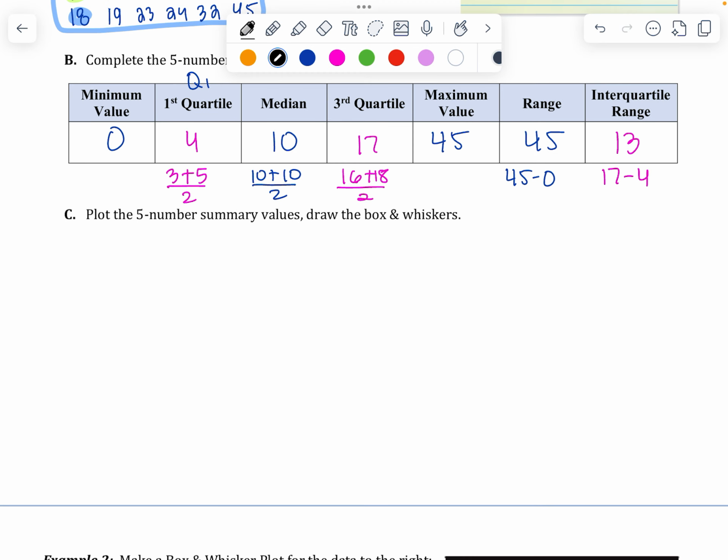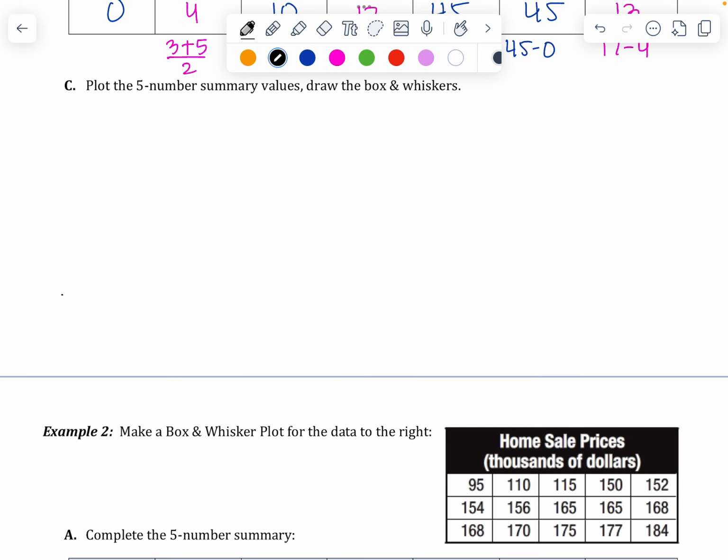The highest ours has to go is 45, so I have to be able to get 0 to 45 on here, and you don't have to put 45 tick marks. I'm going to go by 5s, so I'm going to start at 0, and then I'm going to go 5, 10, 15, 20, 25, 30, 35, 40, 45.